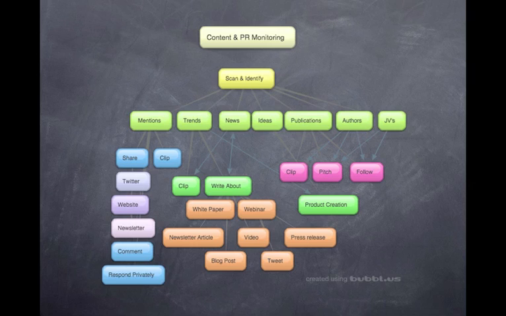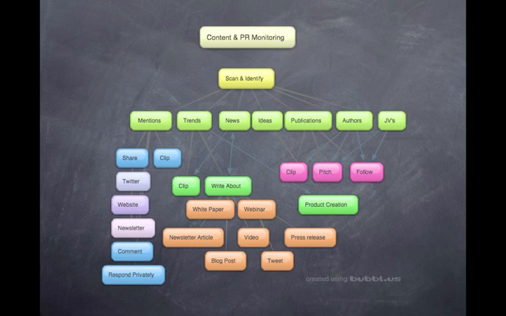So you want to scan your alerts and identify the mentions, trends that are happening, news, ideas, publications, specific authors or journalists writing about the topic, and potential JV or strategic alliance partners. And then once you've identified those, you can decide what action you want to take.